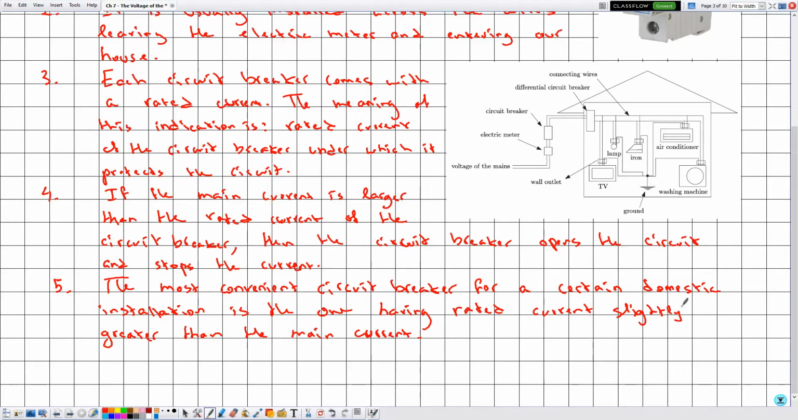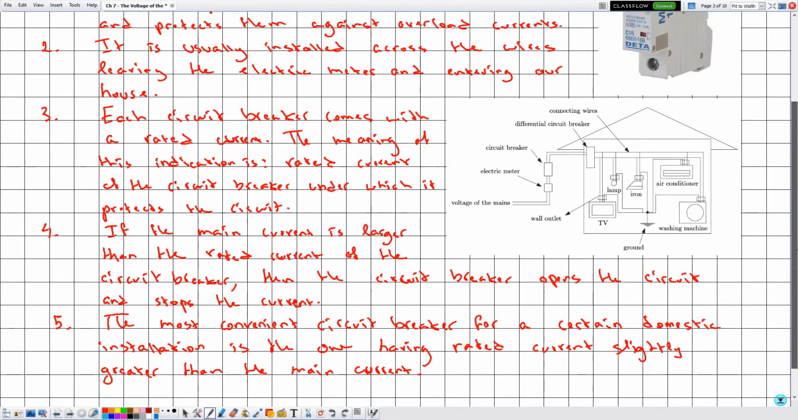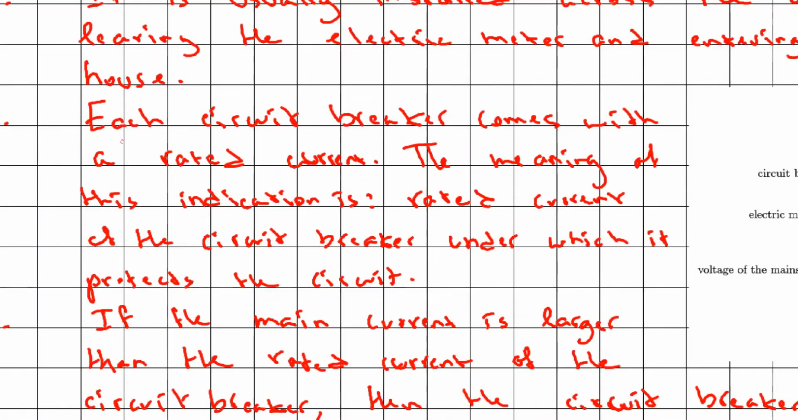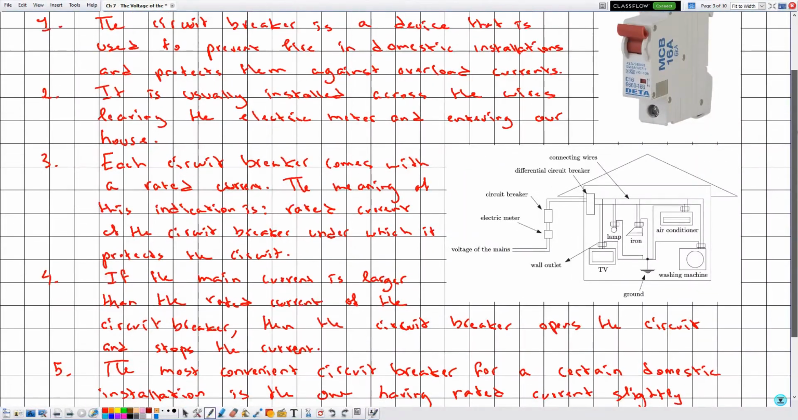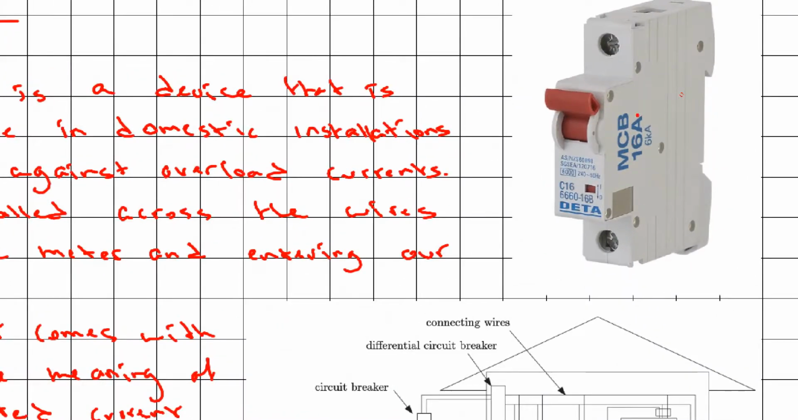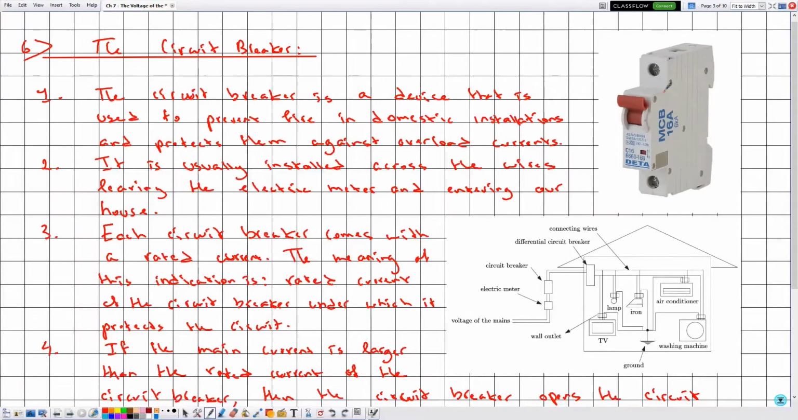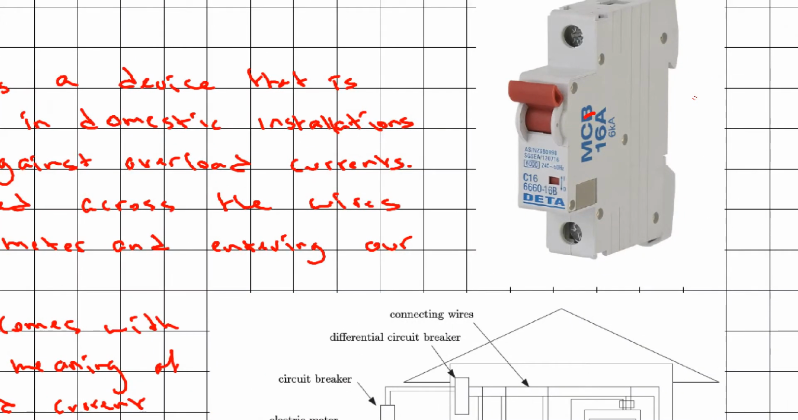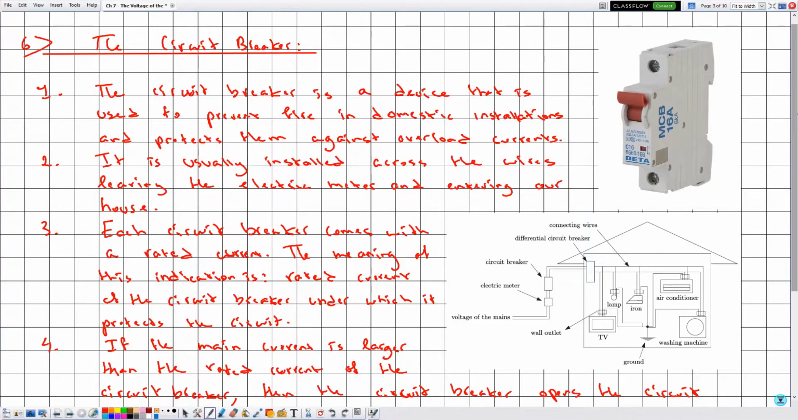So now what about ideas number 4 and 3? They are exactly similar to the fuse, but let's explain more. So we said that each circuit breaker comes with a rated current. In this case, the rated current is given by 16 amperes. So this circuit breaker protects the circuit under 16 amperes. Now, if the current is greater than 16 amperes, the circuit breaker will open.